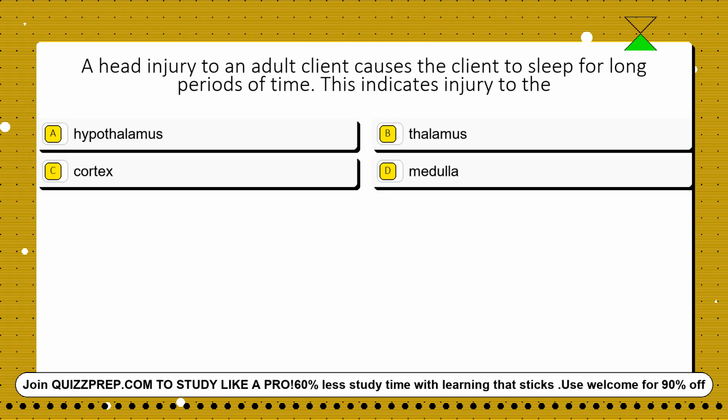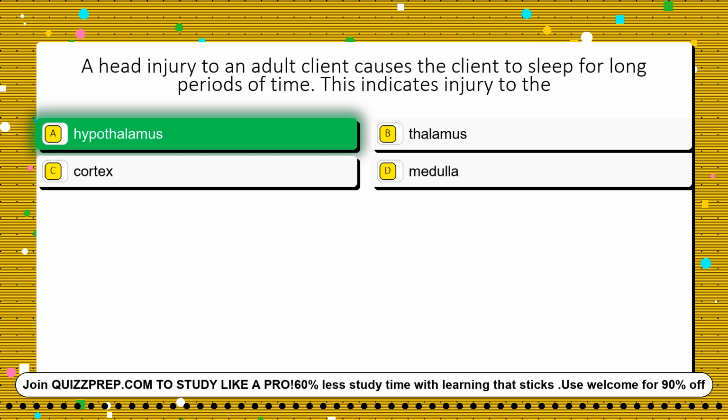Question 59. A head injury to an adult client causes the client to sleep for long periods of time. This indicates injury to the Option A. Hypothalamus. Option B. Thalamus. Option C. Cortex. Option D. Medulla.